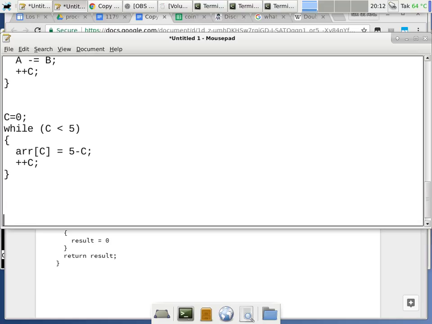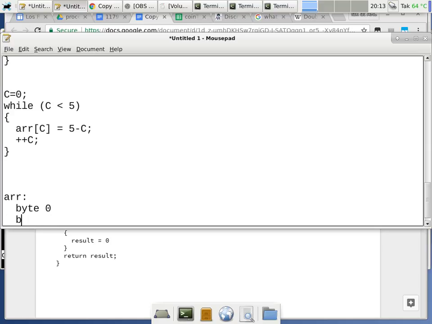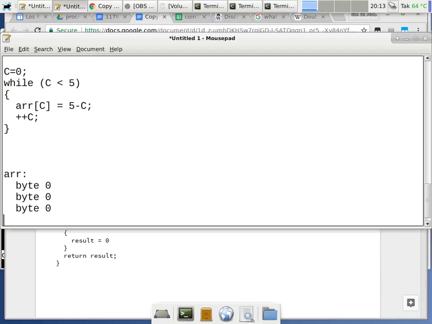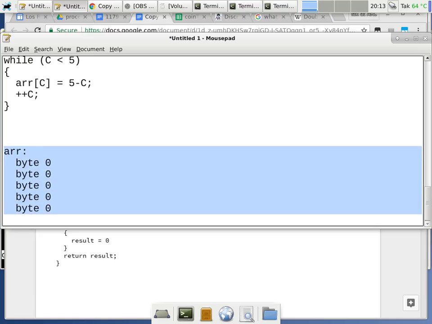So how do we do this? In the assembly program, ARR is going to be a label, and it's going to have 5 byte things after that to reserve the bytes. So we're going to have byte 0, byte 0, byte 0, byte 0, and byte 0. Assuming in assembly, I'm already giving you this to represent an array of 5 bytes or 5 characters. How do you write the code to do that initialization? What do you think?